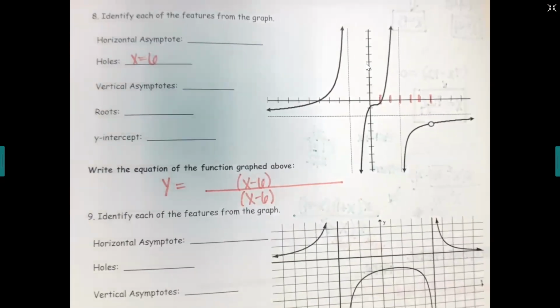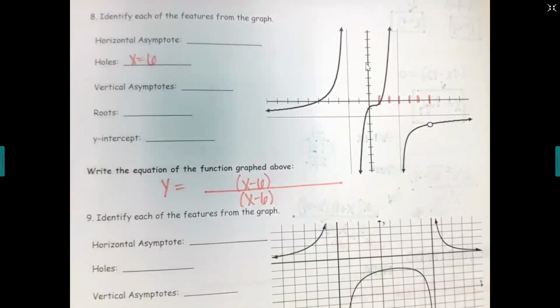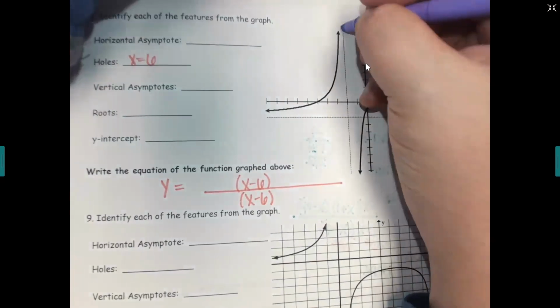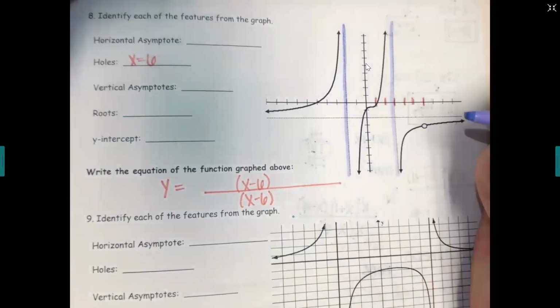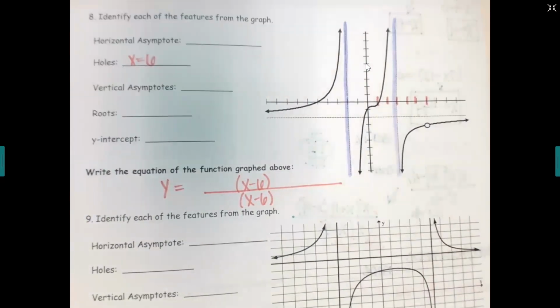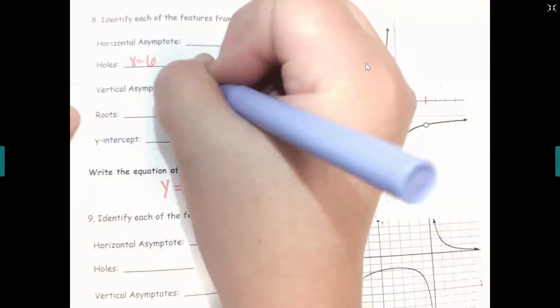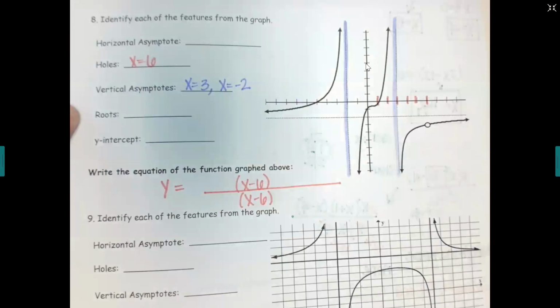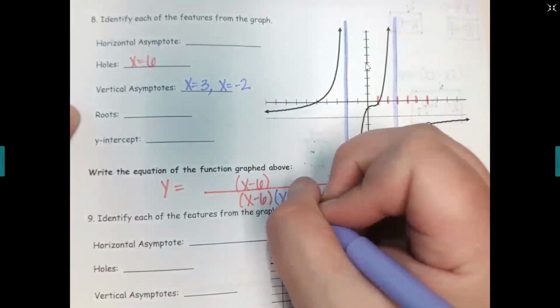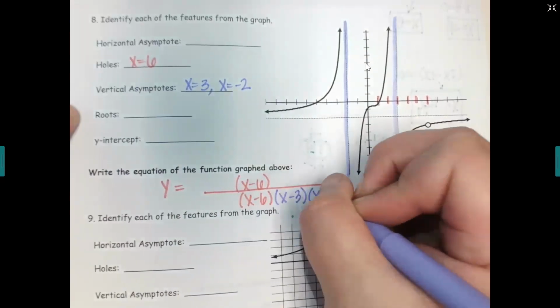Okay, the next thing I want you to look for are the vertical asymptotes. Vertical asymptotes, do I have any? Okay, can you tell me what numbers they happen at? Okay, very good, at +3 and -2. Where do those features show up? Okay, so then my factors would be x minus 3 on bottom and x plus 2.